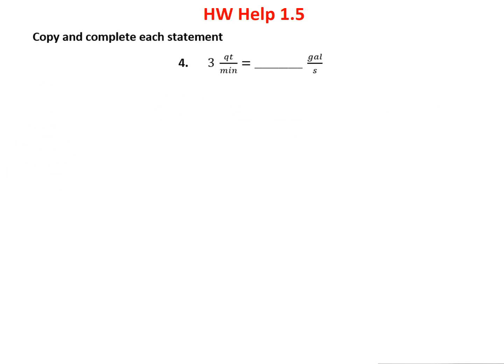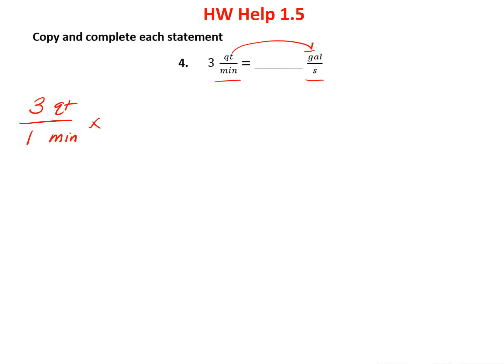Our next problem is a little more complicated because we're going from quarts per minute to gallons per second. We're actually doing two conversions. So I want to show you a way to handle this. First of all, let's write over here 3 quarts, and I'm going to write 3 quarts for 1 minute. Okay? Now, let's take it one at a time.